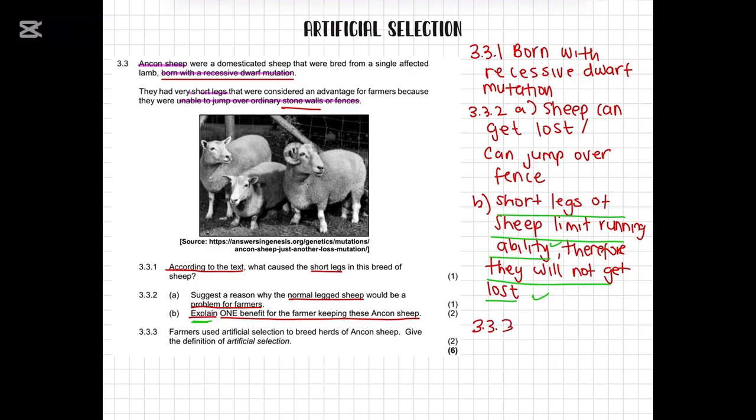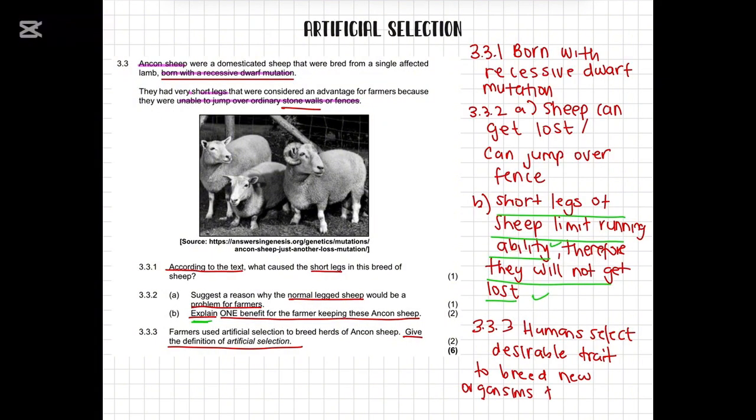Now the next question, it says farmers use artificial selection to breed herds of Ancon sheep. We give the definition for artificial selection. That's quite simple. Humans select the desirable characteristic to breed a new organism. What's more important in your answer is that you state that humans are selecting a desirable trait.